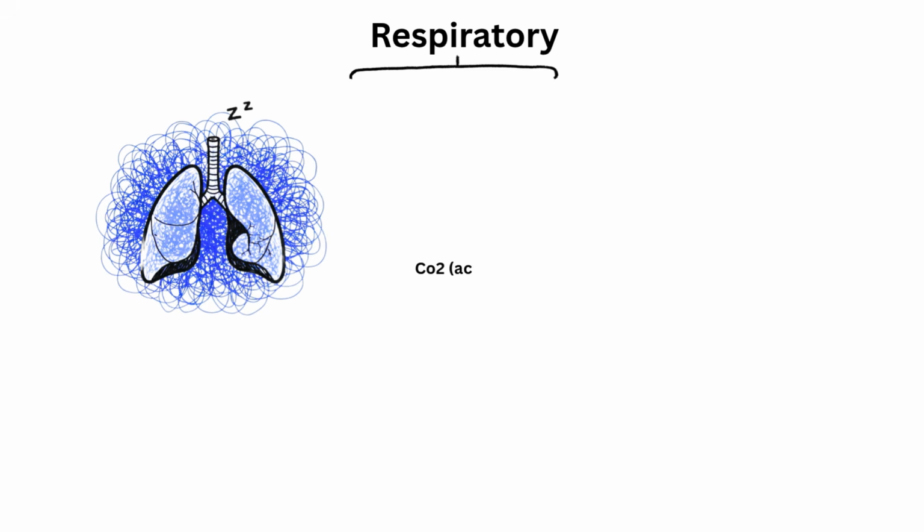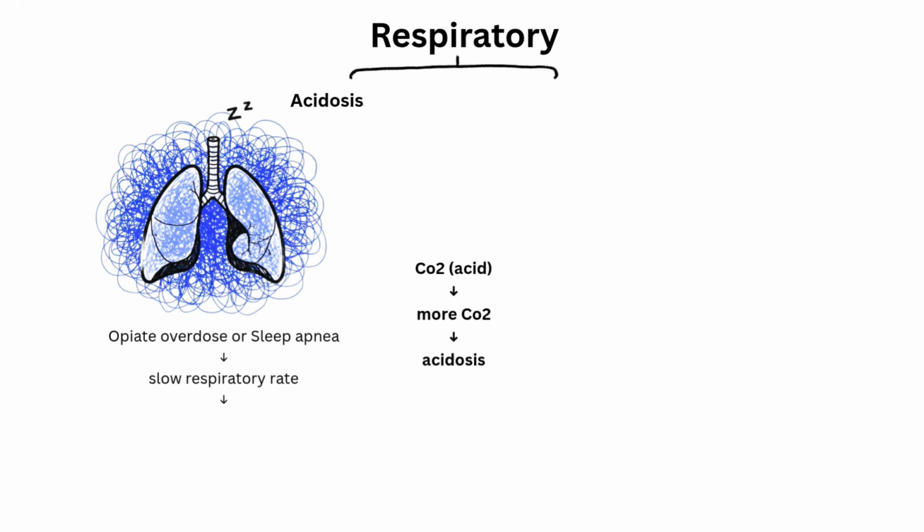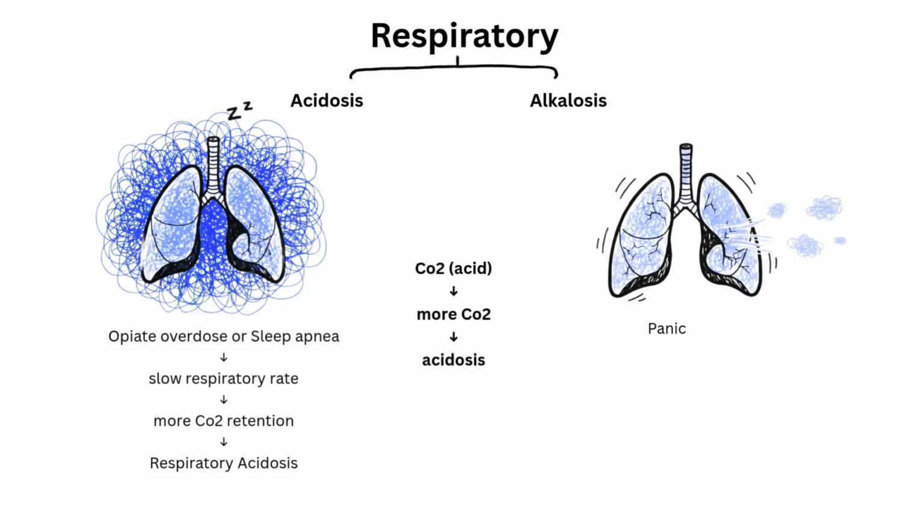Carbon dioxide is essentially an acid. So if a patient's respiratory rate is low and slow, think of them heavily snoring due to an opiate overdose or sleep apnea, they are retaining CO2. More CO2 means way more acid, causing respiratory acidosis. Conversely, what if a patient is having a massive panic attack and breathing incredibly fast, like a panting dog? They are hyperventilating and blowing off all that acidic CO2. Losing acid leaves the body in a state of base, resulting in respiratory alkalosis. Just remember, snoring equals acid, panting equals base.